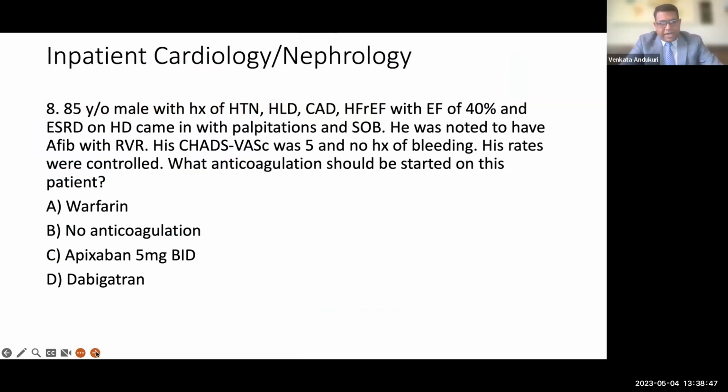All right, inpatient cardiology and nephrology. An 85-year-old male with a history of hypertension, hyperlipidemia, coronary artery disease, HFrEF with an EF of 40%, and ESRD on hemodialysis came in with palpitations and shortness of breath. He was noted to have AFib with RVR. His CHA2DS2-VASc was 5, with no history of bleeding. His rates were controlled. What anticoagulation should be started on this patient? Warfarin, no anticoagulation, apixaban 5 milligrams BID, or dabigatran.